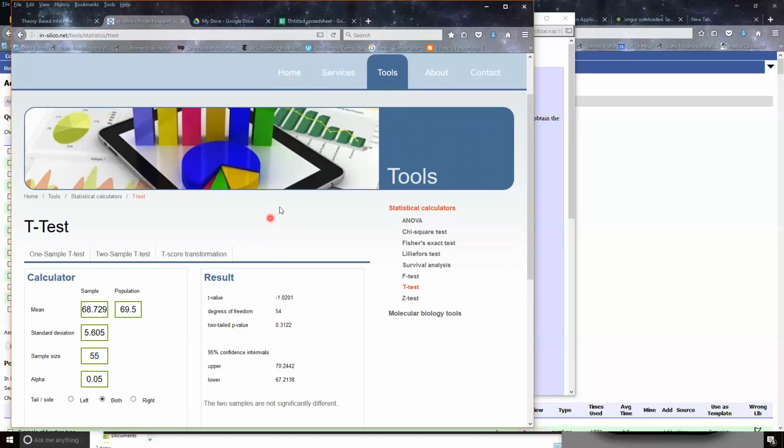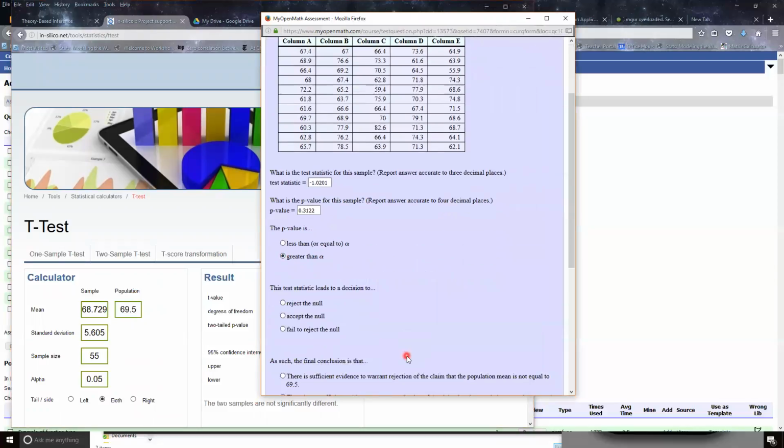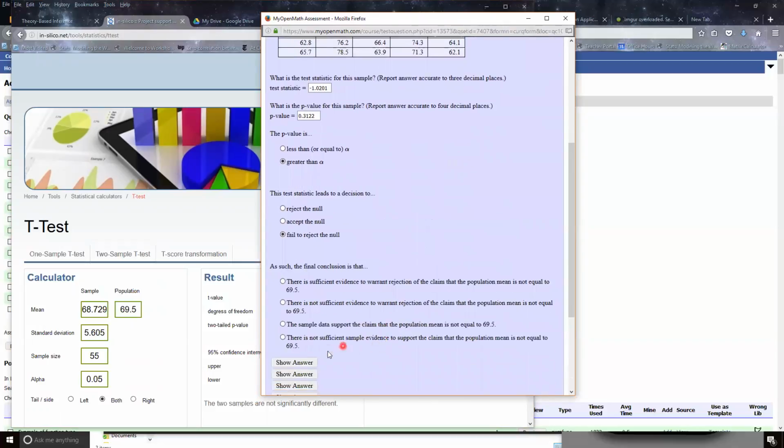Okay, so now I'm going to go to my OpenMath, and let's see if I can get this right. Negative 1.0201. The p-value is 0.3122 according to that applet. That p-value is a whole lot larger than the level of significance. I'm going to fail to reject the null hypothesis. There's not sufficient sample evidence.